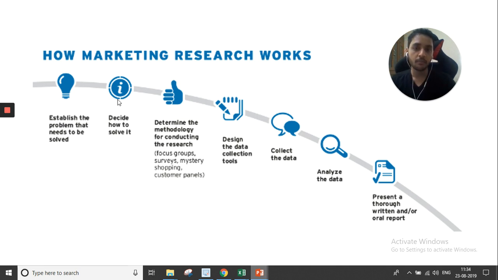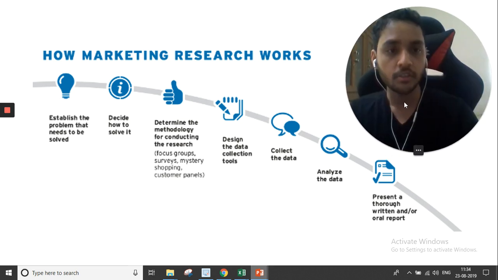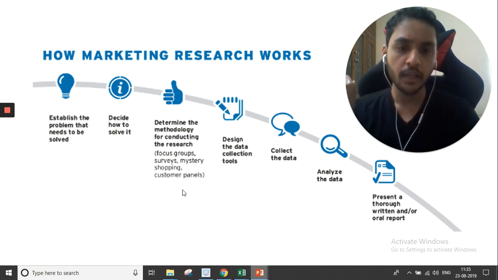Now, after you have some idea how to solve the problem, you're going to move to the third step: determine the methodology for conducting the research. What individual steps are you going to take in order to conduct the research? So as you can see, there is focus group, survey, mystery shopping, customer panels. These are basically for FMCG type companies. They do that.